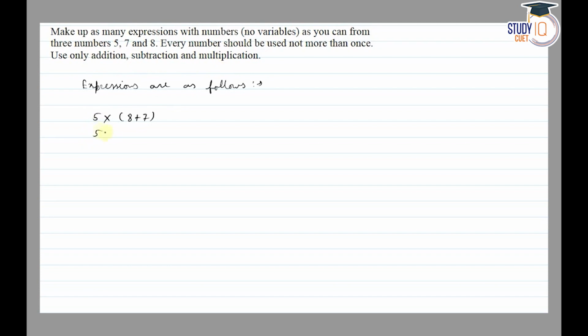Next will be 5 into 8 minus 7, 7 into 8 plus 5, 7 into 8 minus 5, then 7 into 5 plus 8 next, then 8 into 7 plus 5 and 8 into 7 minus 5.